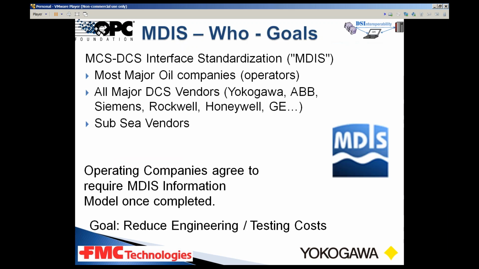So what is it? It's basically formed by all the major operating companies. So pretty much every major oil company has had a hand in it or is currently active in it. All the major DCS vendors are involved, and almost all the subsea vendors, although my background is more on the DCS side, so I don't necessarily know all the subsea vendors, but I've been told that pretty much all of them are involved. The key thing is the operating companies agreed to require the MDIS information model once it's been released.